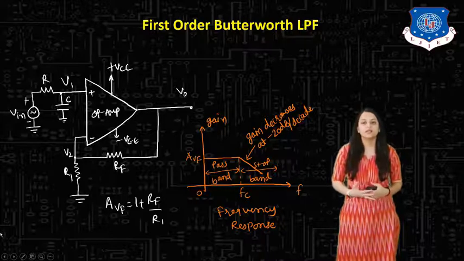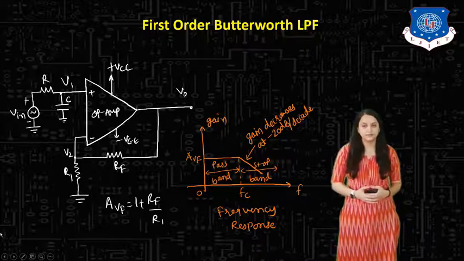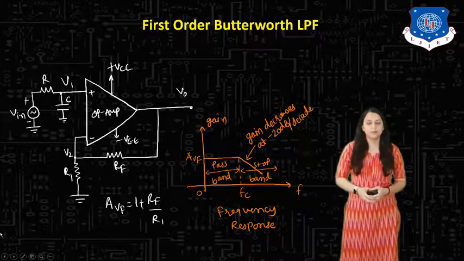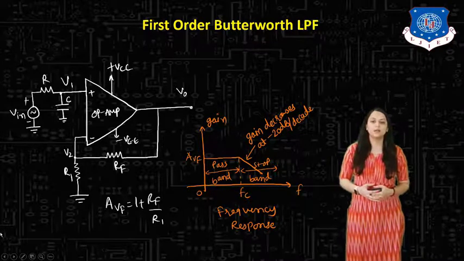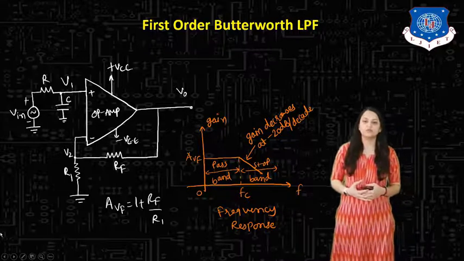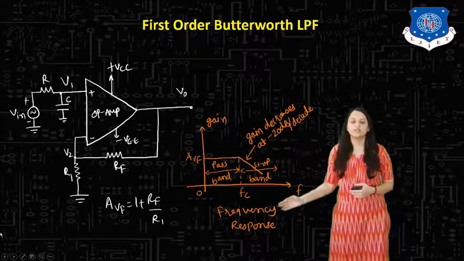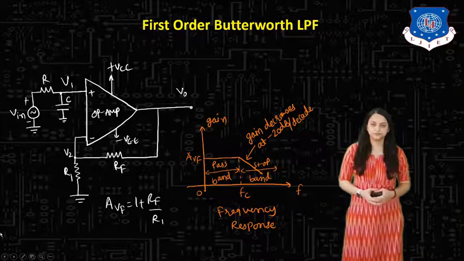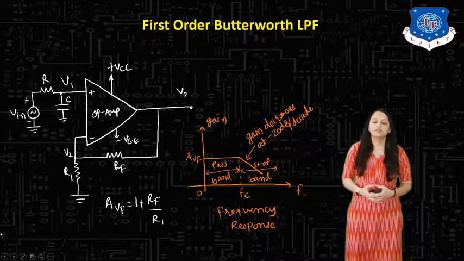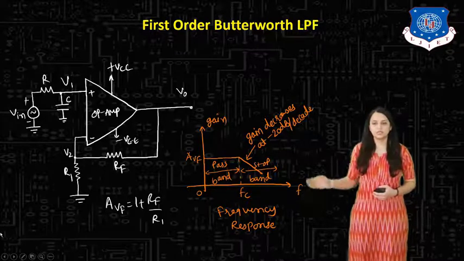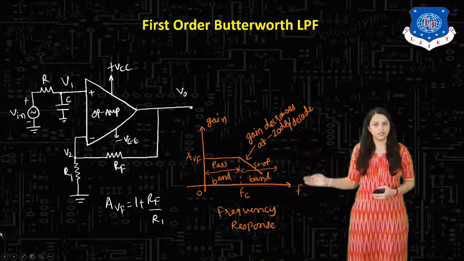In the feedback, resistance RF is connected. As this is a non-inverting amplifier, the gain of the amplifier is given as AVF, that is equal to 1 plus RF by R1. This indicates the frequency response of this. So, if we look at the frequency response, this is the graph of gain versus frequency.